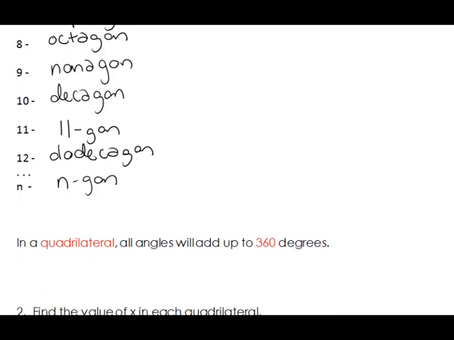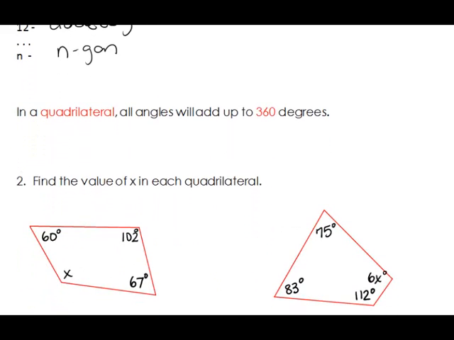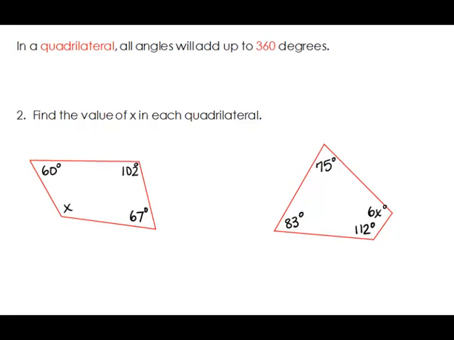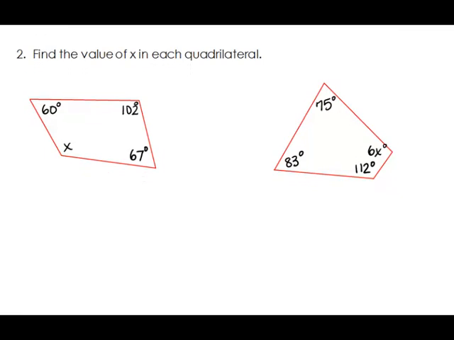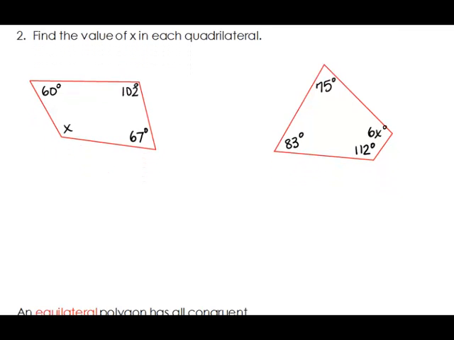Okay, now we're going to go specifically on to quadrilaterals. There's a rule here. This is something you're going to have to memorize for the rest of the year. In a quadrilateral, all the angles will add up to 360 degrees. So remember, with a triangle, all the angles added up to 180. Quadrilateral of 4 sides, they all add up to 360. So that rule is going to help us find the unknown angle for each of these problems.